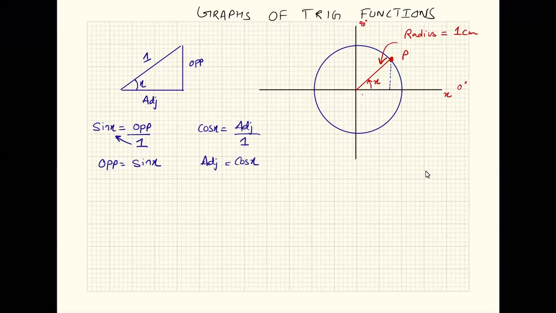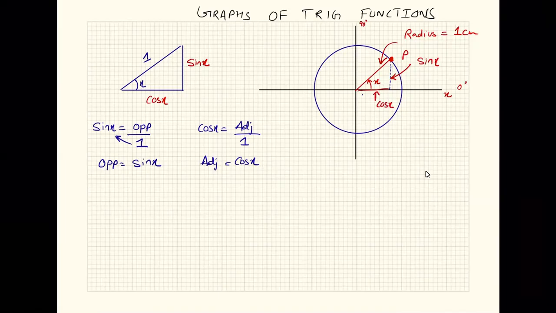So see, what I'm going to do now is I'm going to replace this adjacent and opposite with a new term, that is sine x and cos x. So the vertical distance is going to be referring to sine x, and the horizontal distance is going to represent cos x.